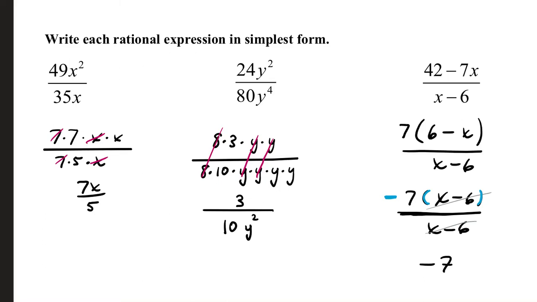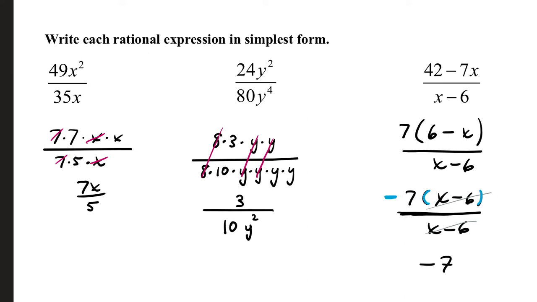Write each rational expression in simplest form. Our first example, we have 49x squared over 35x. 49 you can write as factors 7 times 7. X squared is x times x. 35 you can write as 7 times 5, and we have a single x.